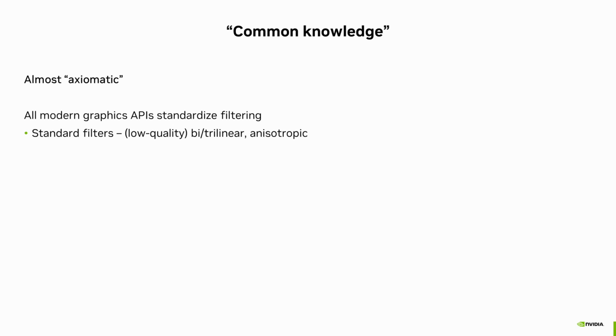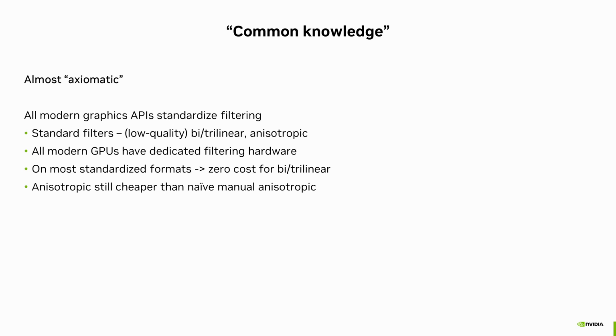We don't really question them. I think that one of the reasons for this is that all modern graphic APIs have standardized filtering working exactly this way with some simple filters, such as low-quality bilinear filter or trilinear filter, and a slightly higher quality partial anisotropic filter. All modern GPUs have dedicated filtering hardware that, on most texture formats has zero additional cost for filtering. Even anisotropic filtering is significantly cheaper than doing this naively or manually in shaders or in software.